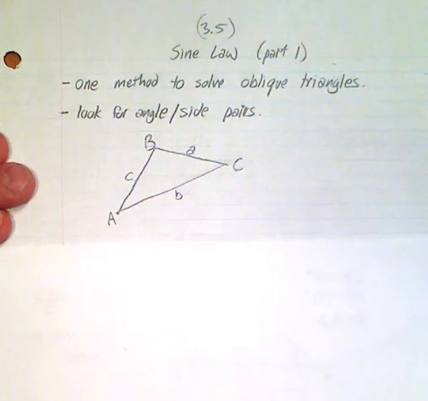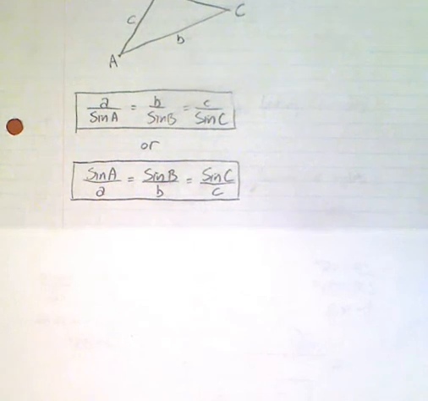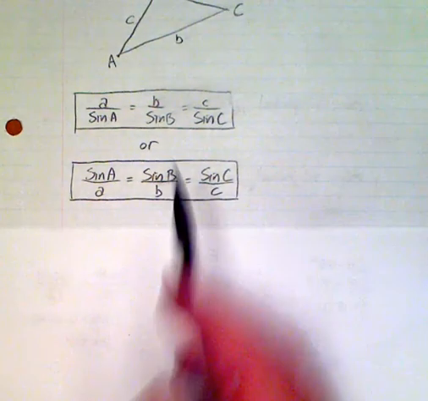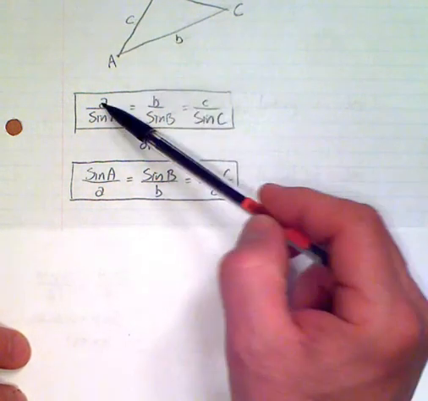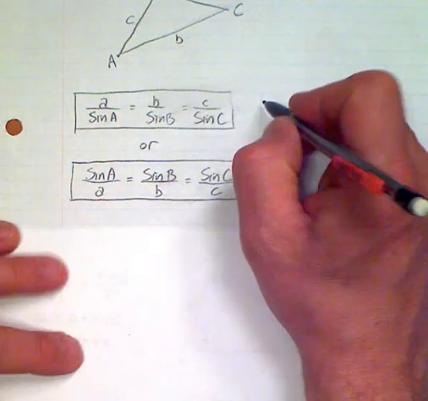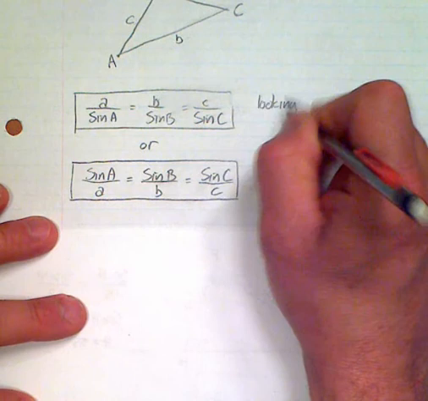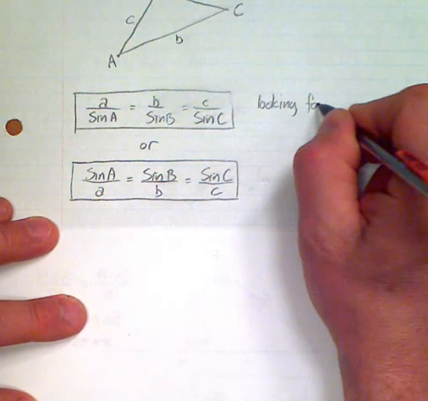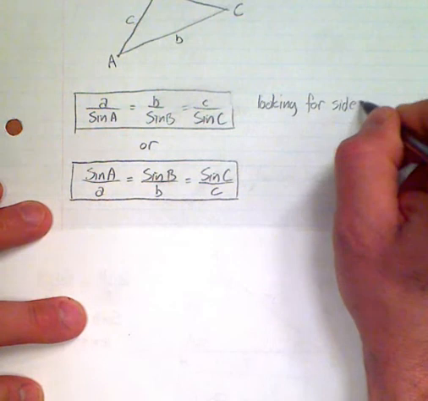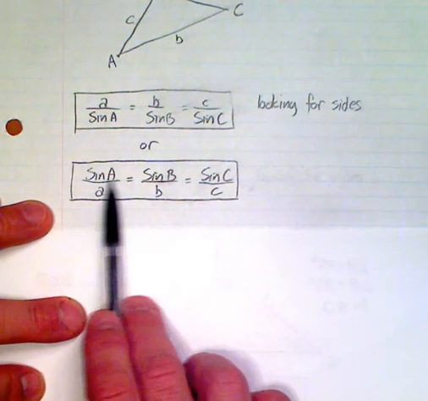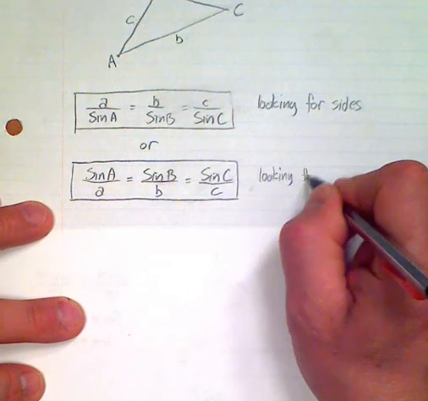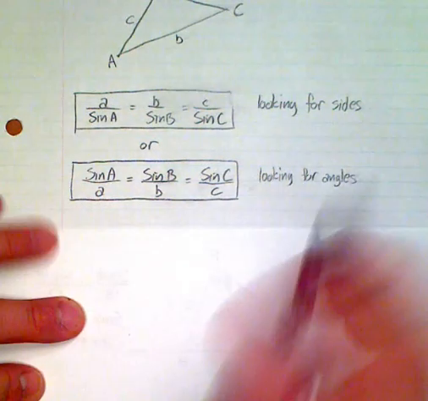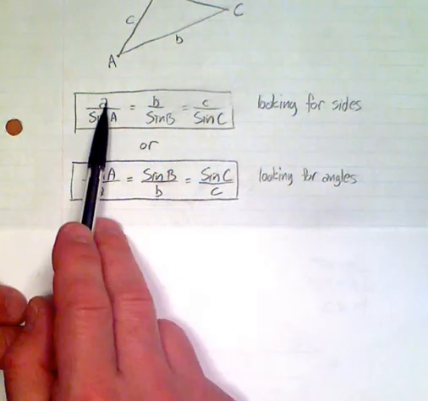So here we go. Here are the two versions of the sine law that I'm going to give to you, and they both involve pairs of angle side, angle side, angle side. This one has the sides on the top, and I use this one when I'm looking for sides because I find that the algebra is a little bit easier if the unknown that you're looking for is on top. So if you're looking for the angle, then I would choose to use this one because my unknown would be in the numerator. So the bottom one is when I'm looking for angles, and the top one is when I'm looking for sides.